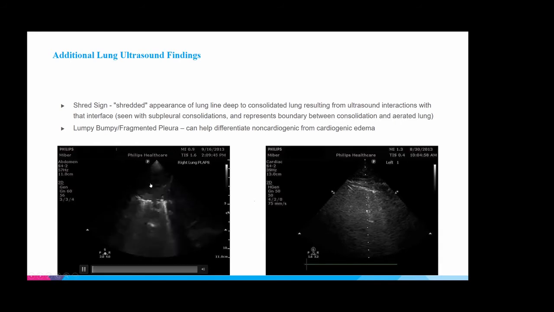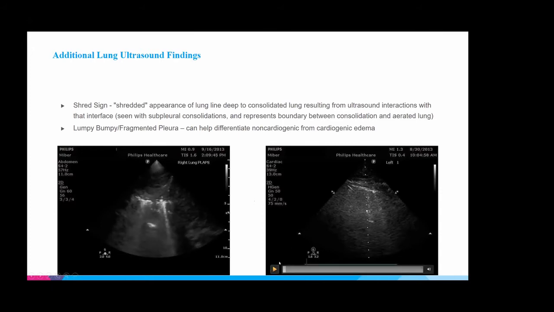So if you see here, this up here, it's hard to tell what this really is, right? Is this fluid? Is this complex fluid? Is this hepatization of the lung? I think this is the diaphragm right over here. But I can tell that this is probably a subpleural consolidation because we have this shredded hyperechoic line right below it. So this would be indicative of a subpleural consolidation with a shred sign here. And then notice below it, you have B lines and sort of a grainy appearance. So this would be the border of the consolidation right here.